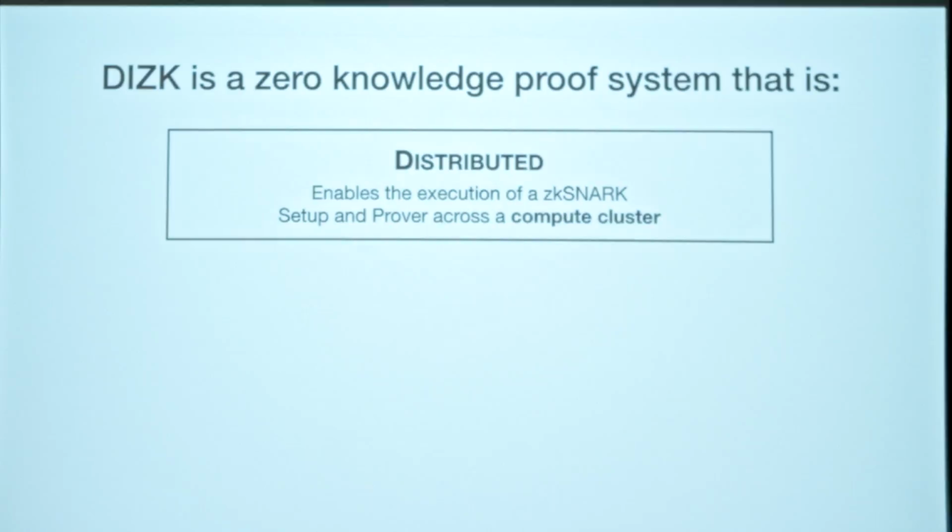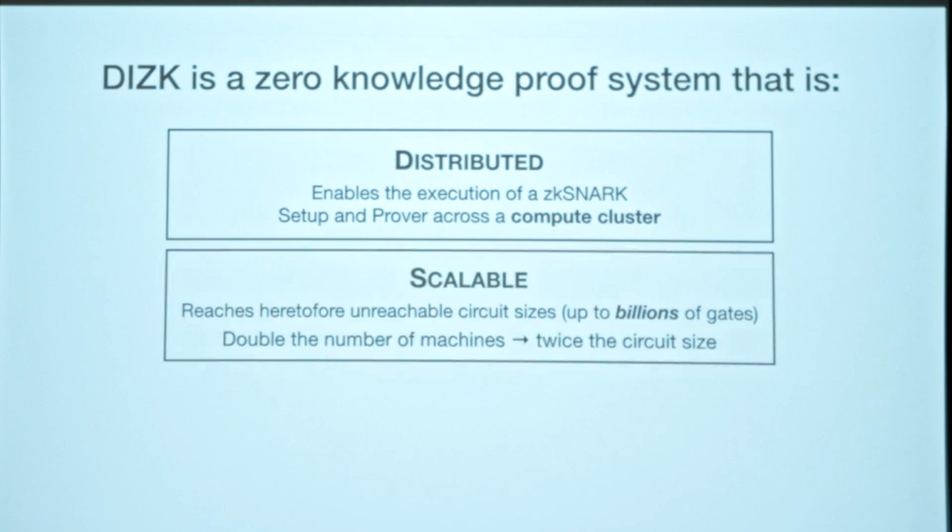And this is where I present here DIZK. DIZK is a zero-knowledge proof system that is, one, distributed, meaning it enables the execution of a zkSNARK setup and prover across a compute cluster. Second, it is scalable, so it reaches heretofore unreachable circuit sizes, up to billions of gates. The pattern that we see is that as we double the number of machines, we effectively support twice the circuit size.